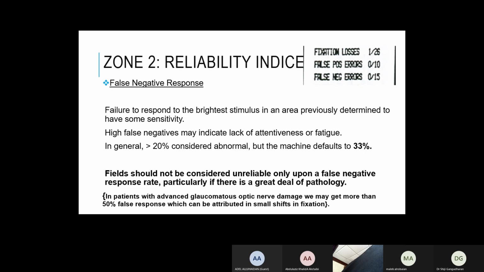Although we cannot depend only on false negative, some patients with advanced glaucoma will have high false negative.